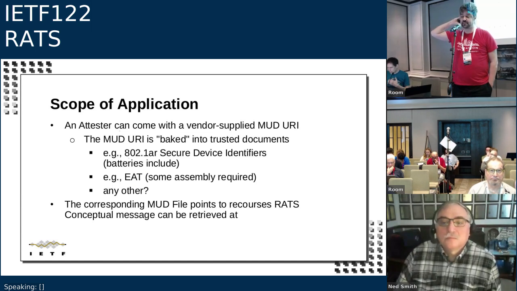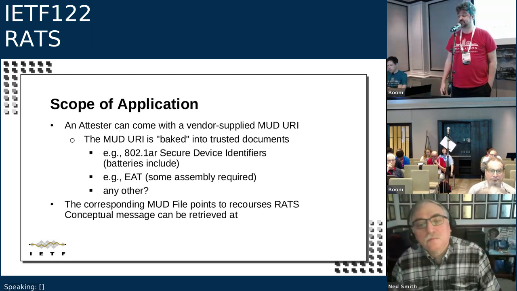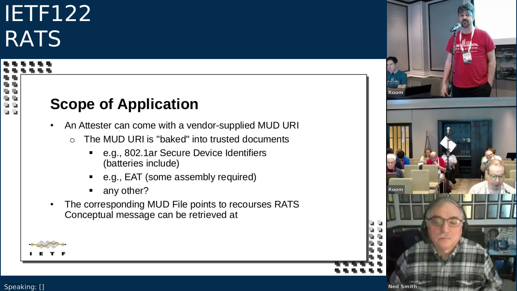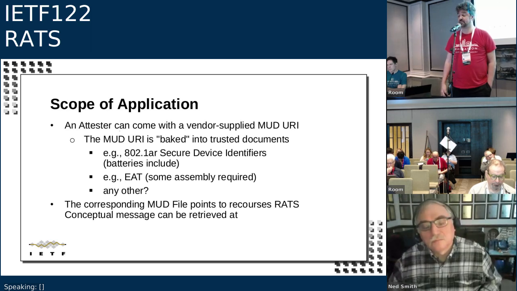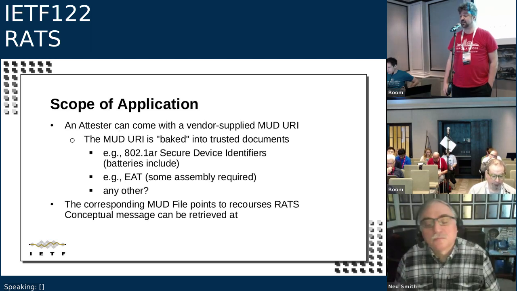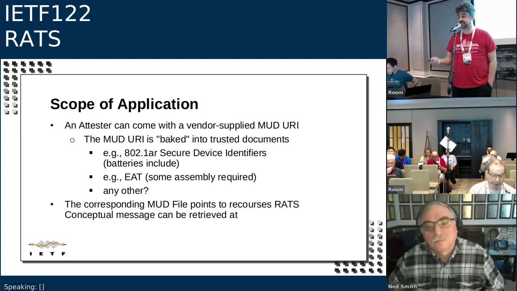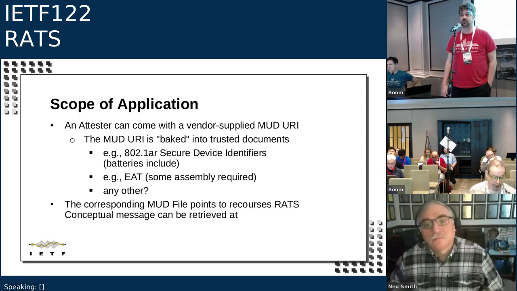So the base scenario in this ID hasn't changed since back in the day. A MUD URI comes with an attester at the very minimum. And this URI is tamper evident because it's baked into some types of trusted documents. The most obvious one back in 2020 was a secure device identifier, strongly inspired by the network equipment working group in TCG, but a lot of other domains use these X.509 device certificates. That's already defined in the original MUD RFC. That's why this is called batteries already included. You just have to understand that this is an option and how to use it.